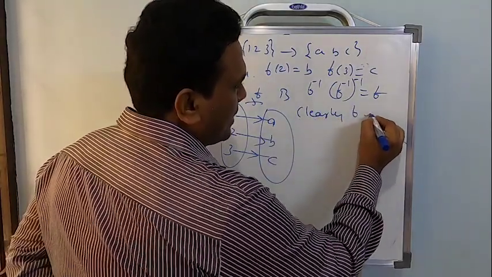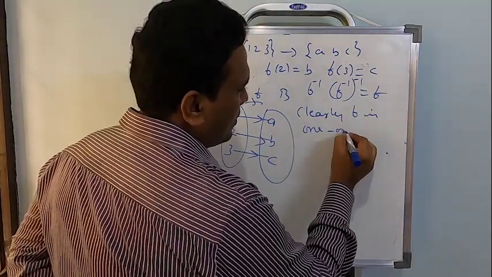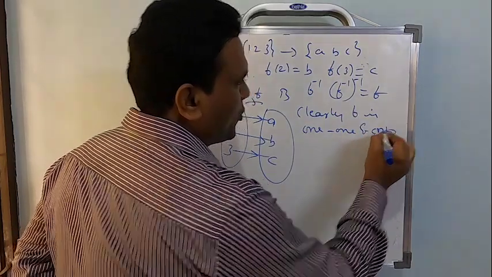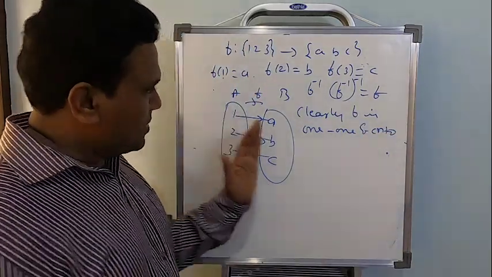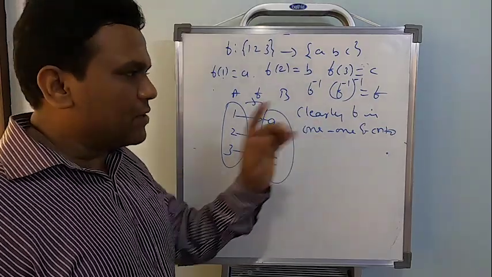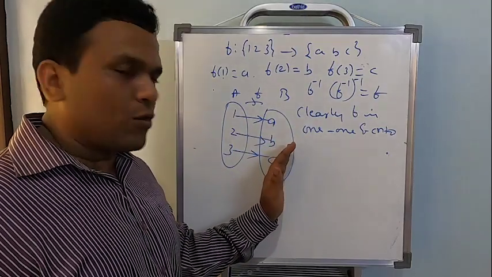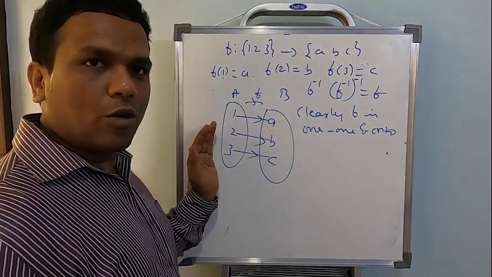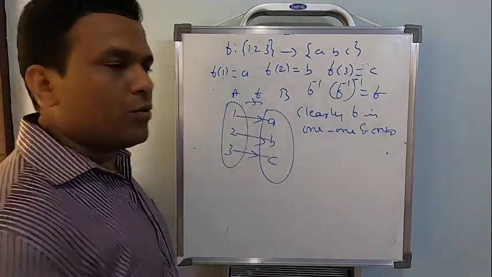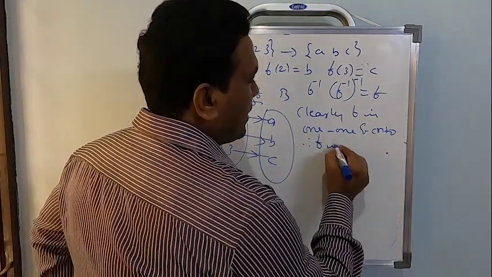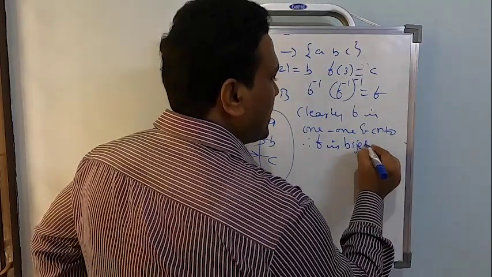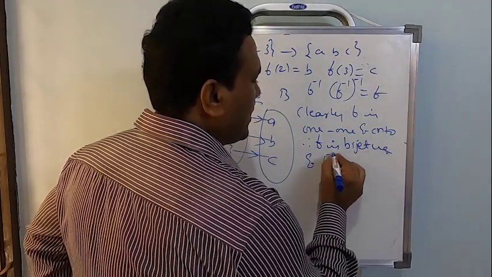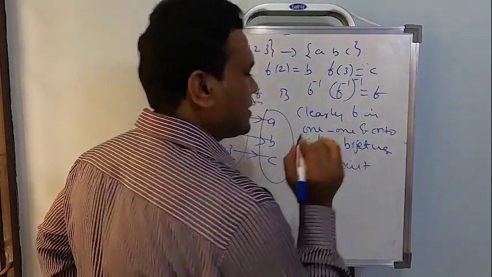Clearly, f is 1-1 and onto. You can check here, different elements, different images. First thing, f is 1-1, onto. Every element of the codomain has a pre-image, so onto. f is 1-1, f is onto. Therefore, f is bijective and f inverse exists.